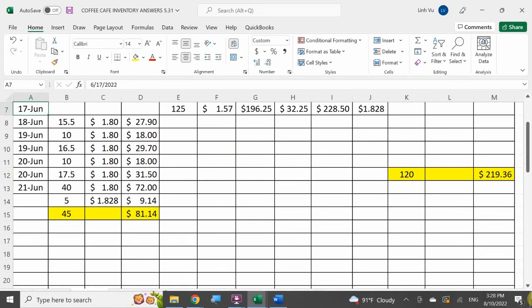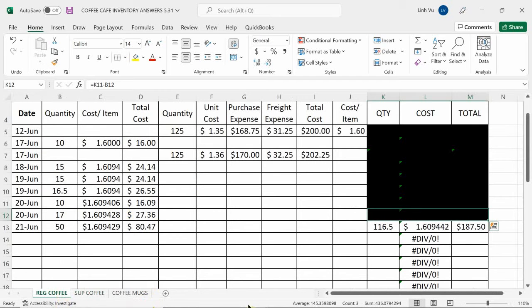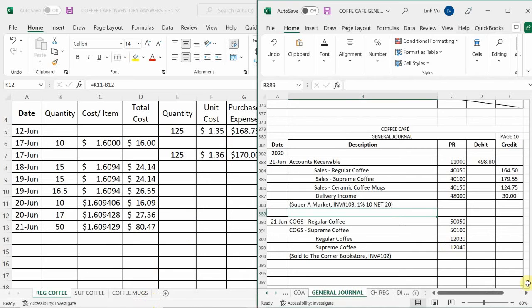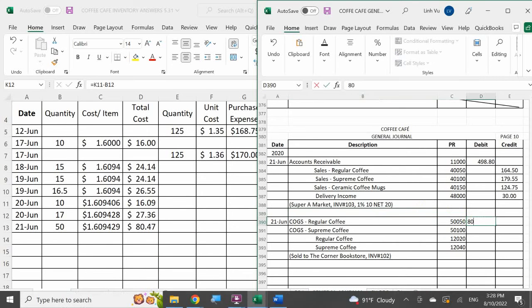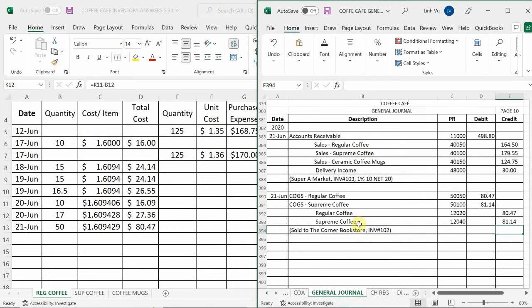So it cost me $81.14 for Supreme coffee, and it cost me $80.47 for the regular coffee. Okay, so there you go. We can put that in there: $80.47 and $81.14. And I'm going to adjust my description here.